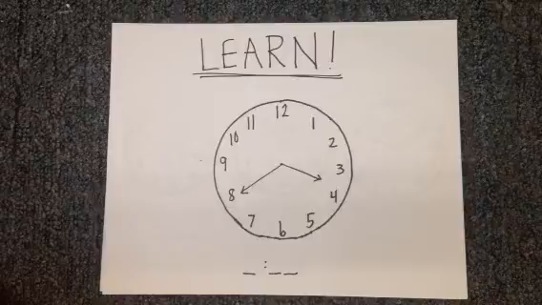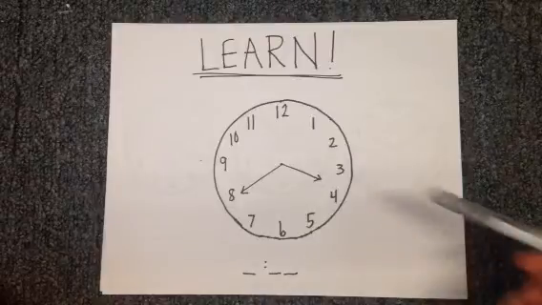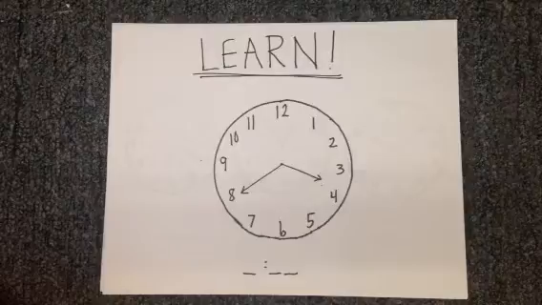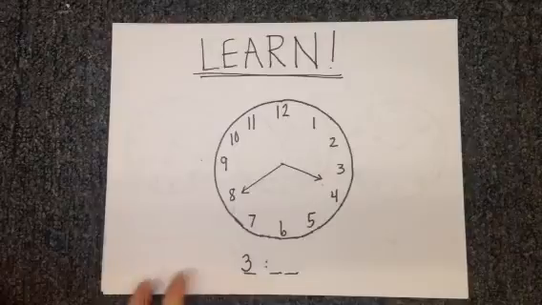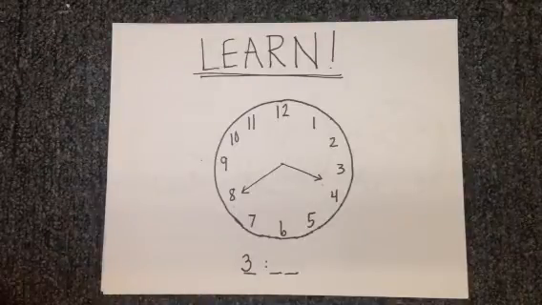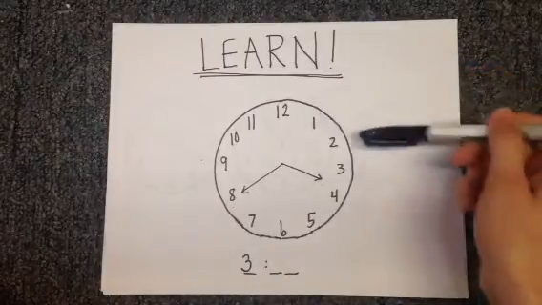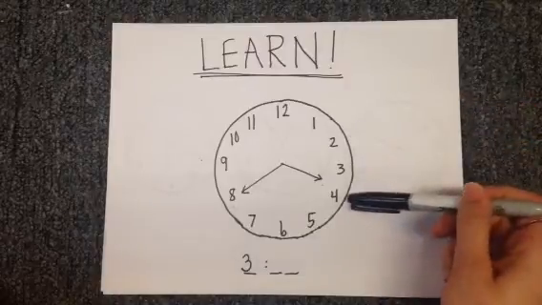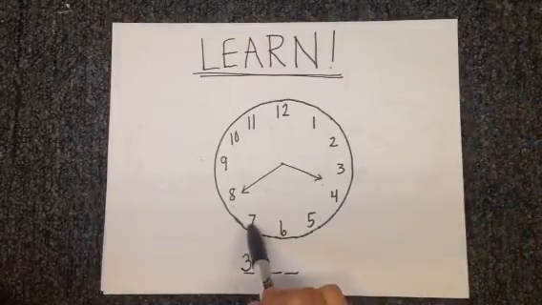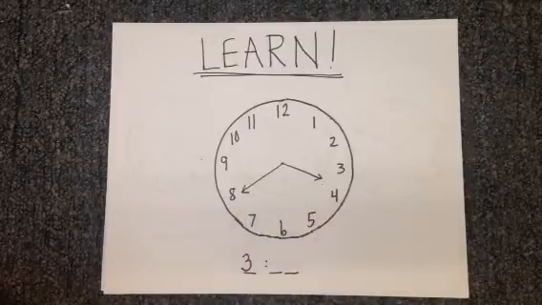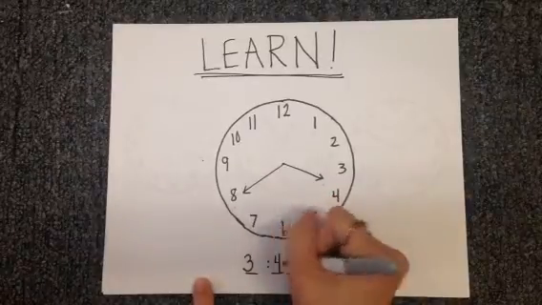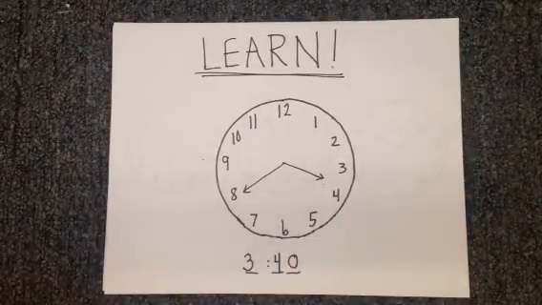Let's look at the clock on the board. We can see that the hour hand is in between the 3 and the 4, so we know the time starts with the number 3. Next, we need to skip count by 5 to determine where our minute falls on the clock. 5, 10, 15, 20, 25, 30, 35, 40. We're 40 minutes into the hour, so we know our time ends with 40, and it is 3:40.